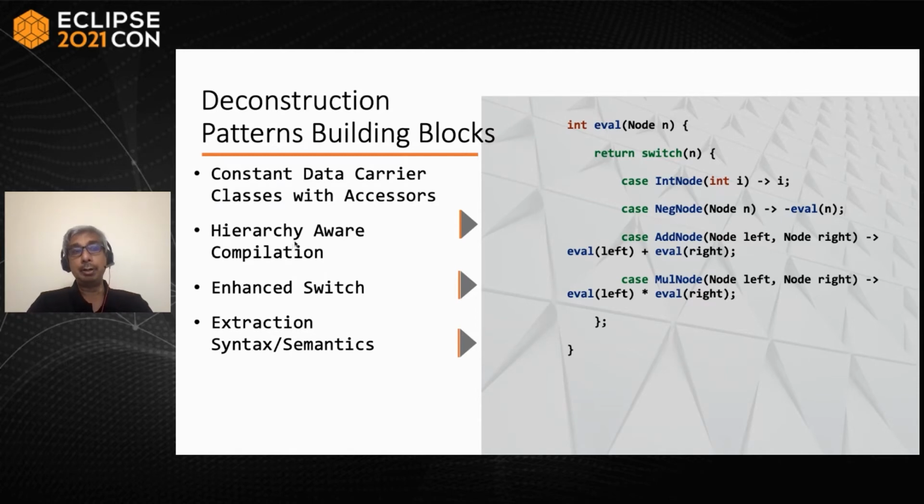That is, we can pick up a I if you want. Then if we are able to make sure that at compile time we can see what the hierarchy is, the switch expression becomes pretty easy in terms of error checking. And of course, the third one: the switch has to be enhanced to allow this kind of type checking, this kind of type-based switch. And lastly, the extraction syntax and semantics of what you're seeing here.